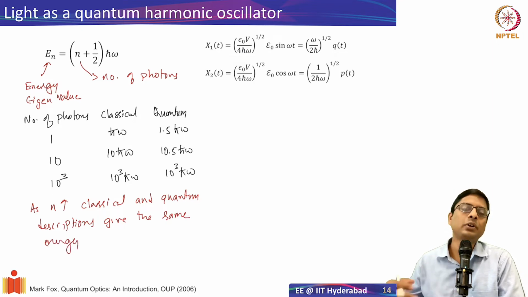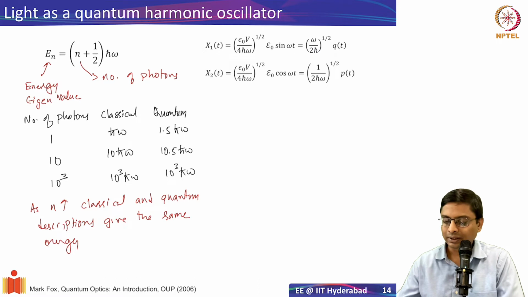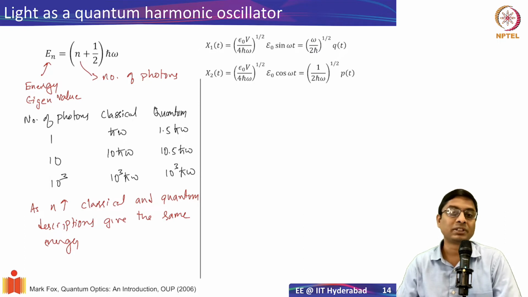And that is what we have been emphasizing all through. We said that if you have a large number of photons, the classical theory is sufficient. We don't really have to do much. But the moment you go into the few photon regime, 1 photon, 3 photons and so on, then there is a divergence between the classical description and the quantum description. And that is what you are seeing.